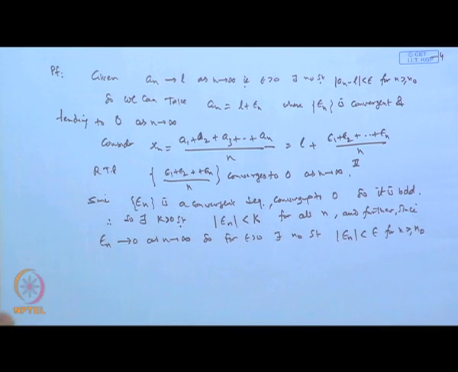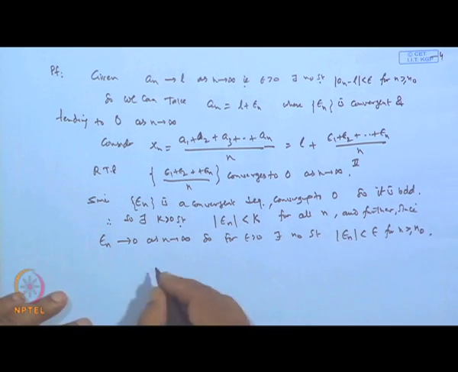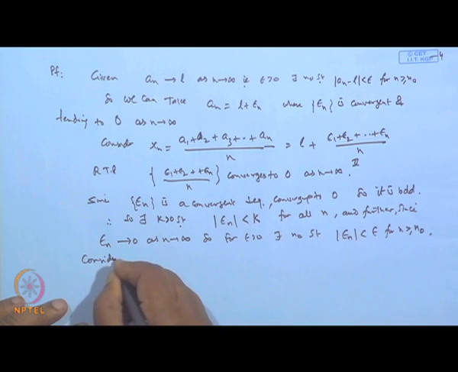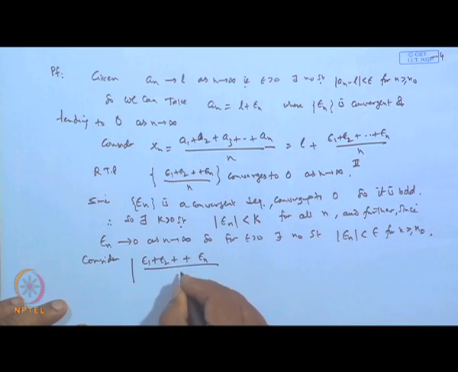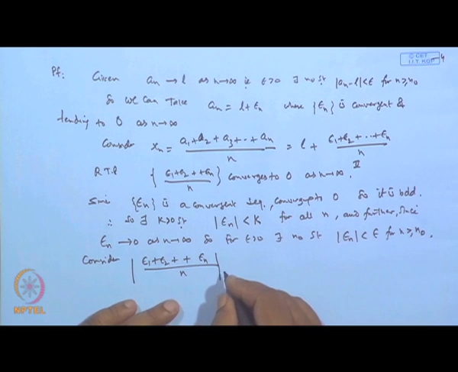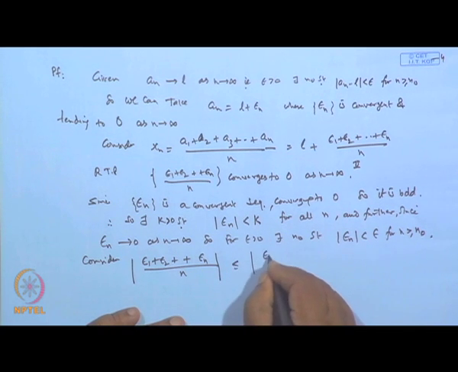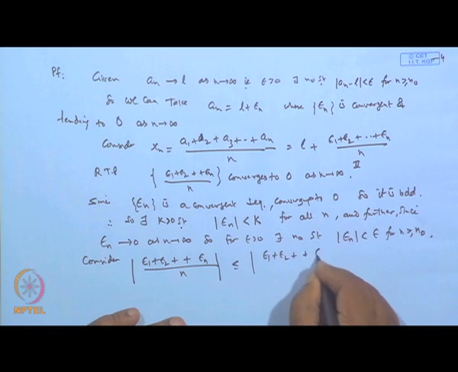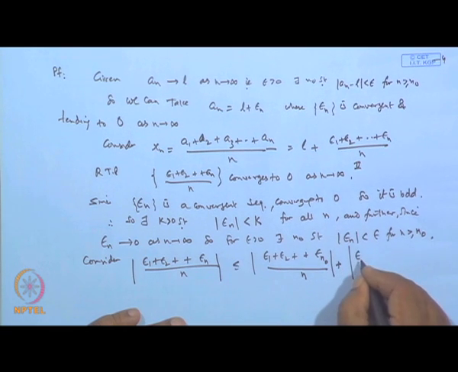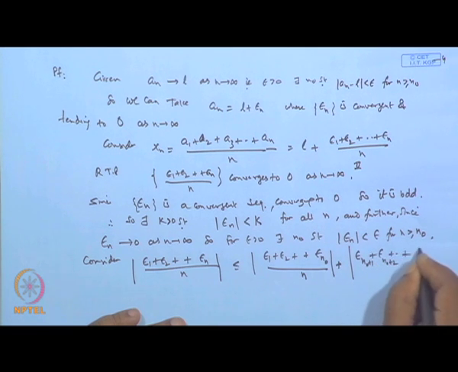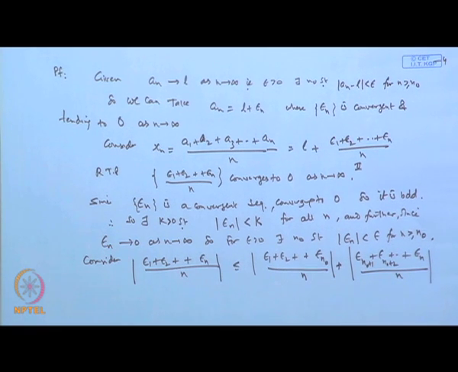Now, consider mod of (epsilon 1 plus epsilon 2 plus ... plus epsilon n) divided by n. Now, this will be less than or equal to mod of (epsilon 1 plus epsilon 2 plus ... plus epsilon n naught) divided by n, plus (epsilon n naught plus 1 plus epsilon n naught plus 2 up to epsilon n) divided by n. Okay? I have chosen this.